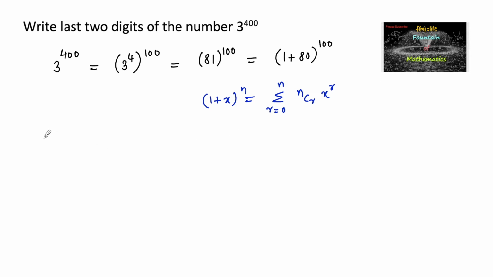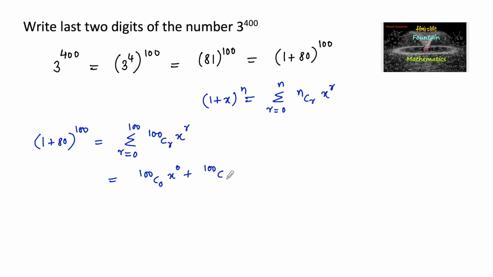So we can write (1 + 80)^100 is equal to the summation of r equals 0 to 100 of 100Cr x to the power r, which is equal to, let us take r equal to 0 first, 100C0 x to the power 0 plus 100C1 x to the power 1 plus 100C2 x to the power 2 and so on up to 100C100 x to the power 100. So here x is equal to 80.